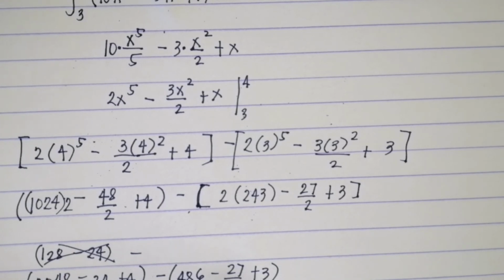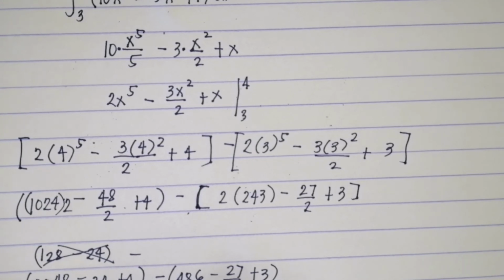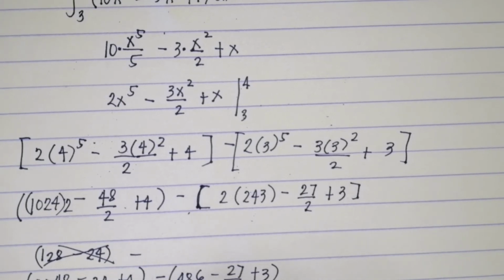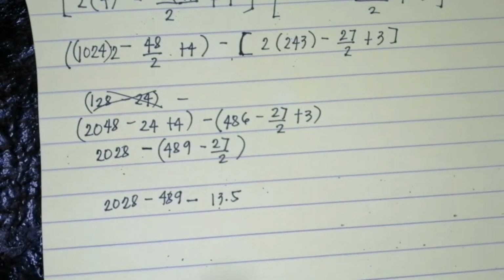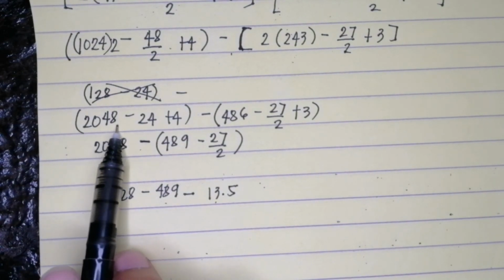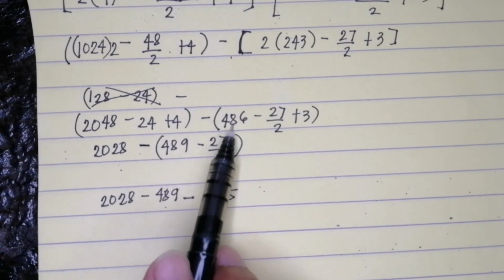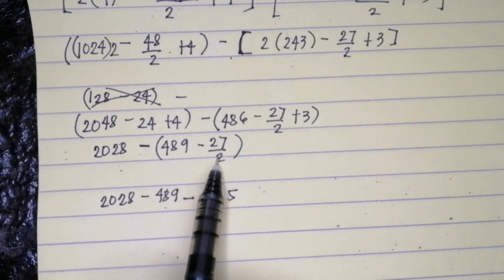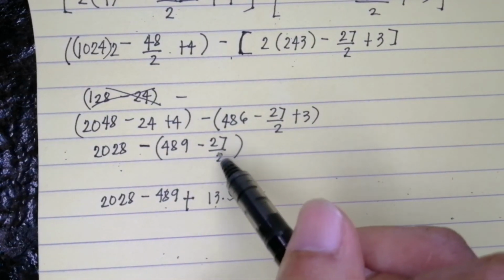Okay, copy 2,028. Pwede na tayo mag-copy change kasi itong minus na sa labas, tapos may parenthesis tayo. So, magiging minus 489 minus, pwede na itong gawing decimal kasi ano lang naman siya, 2. So, 27 over 2, that would give us 13.5. So, ulitin natin. 2,048 minus 24, plus 4. So, we have 2,028. And then, 486 plus 3, 489 minus 27 over 2. So, ito, nag-copy change na tayo. Naging minus 489 and plus 27 over 2 or 13.5.